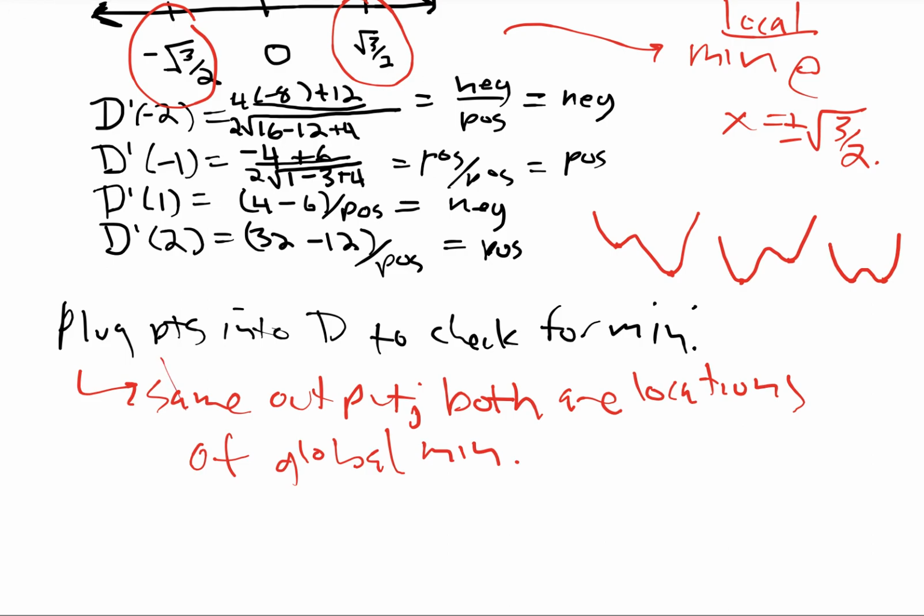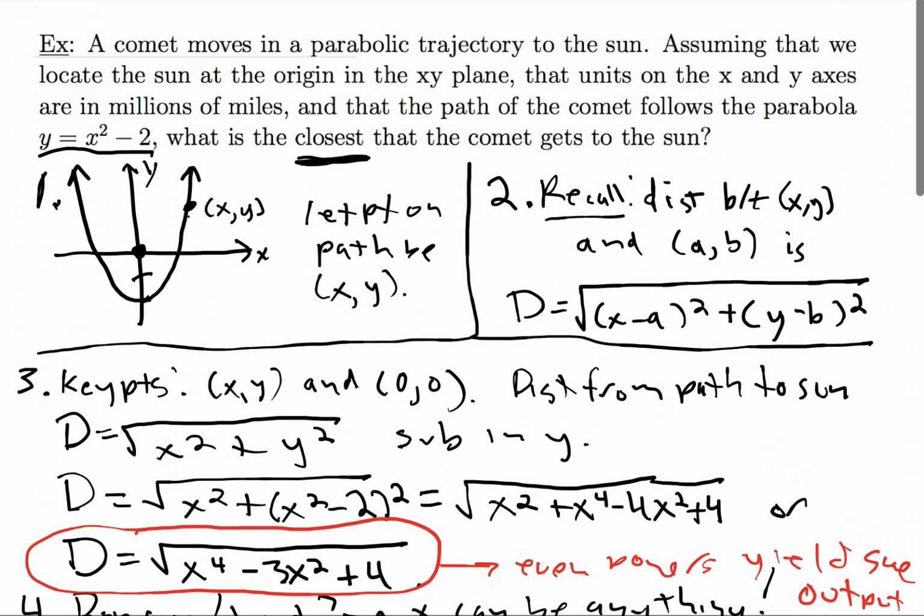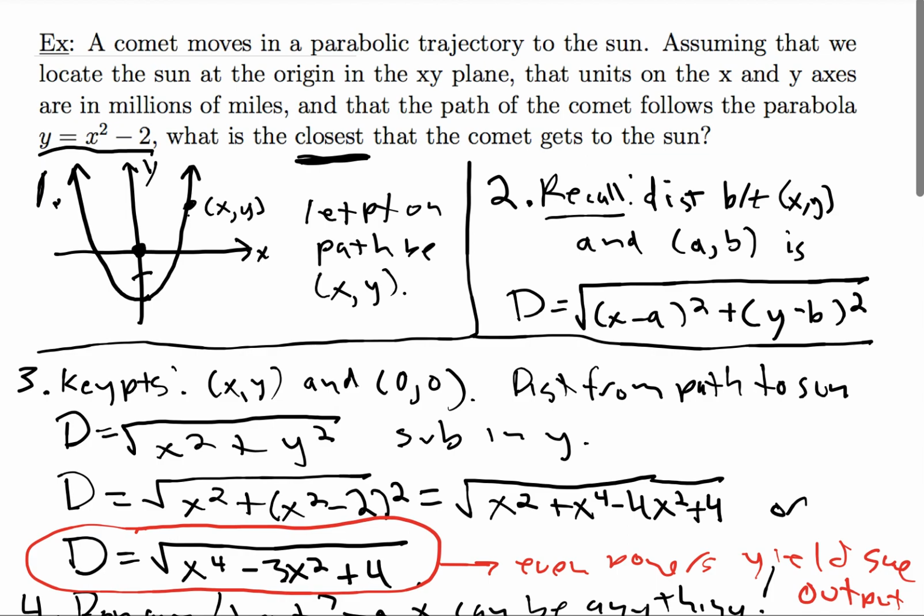Now with that said, I need to make sure that I've actually answered my question here. Have I done that? Well, let's go ahead and scroll back up one last time to double check what they were looking for. What is the closest that the comet gets to the sun? Okay, so what that's going to tell me is the locations of the min are probably going to be over here and over here somewhere. This is why they look about the same, because this is symmetrical.